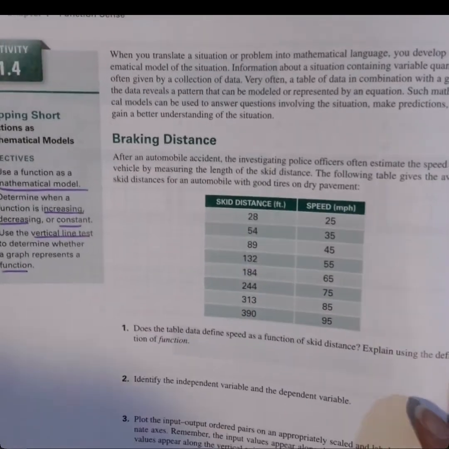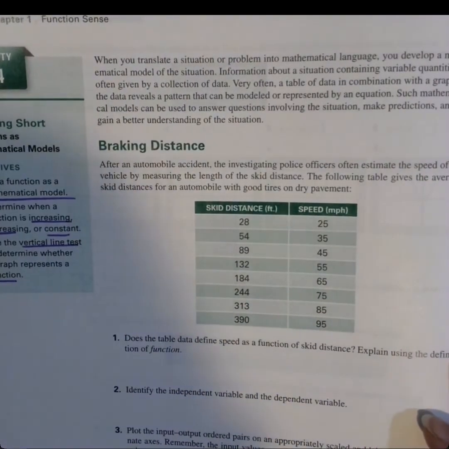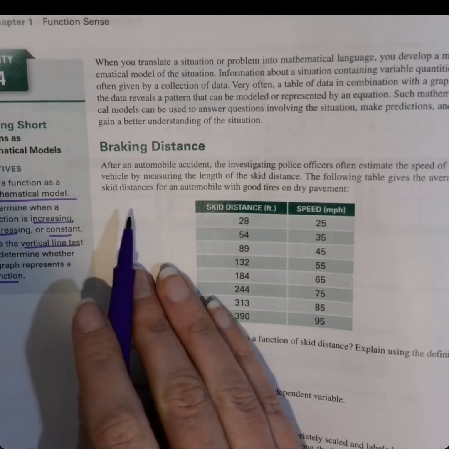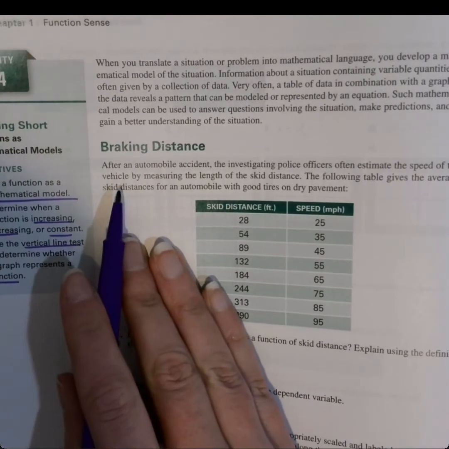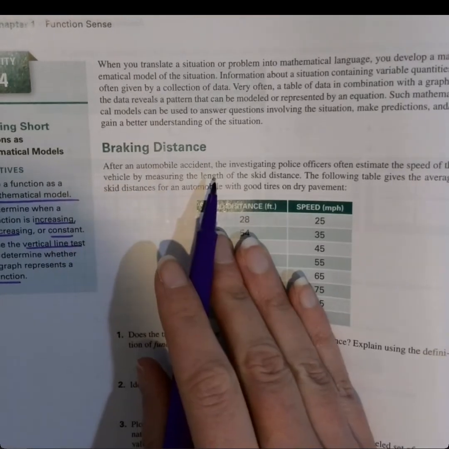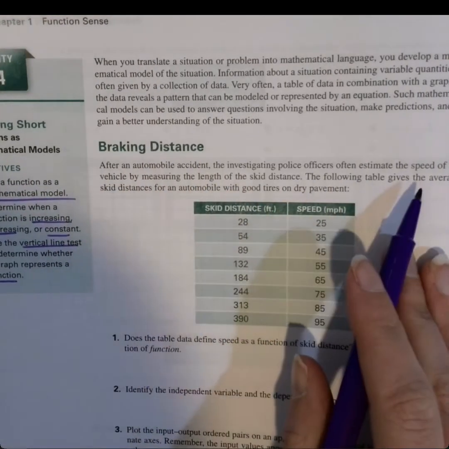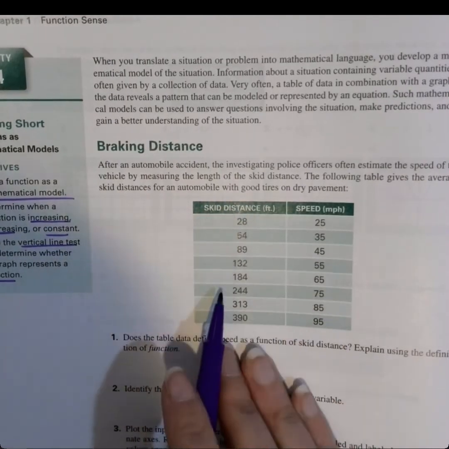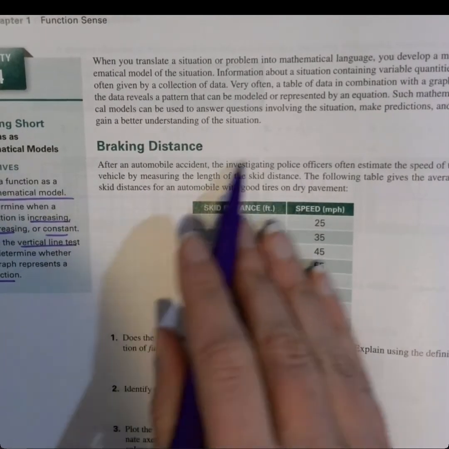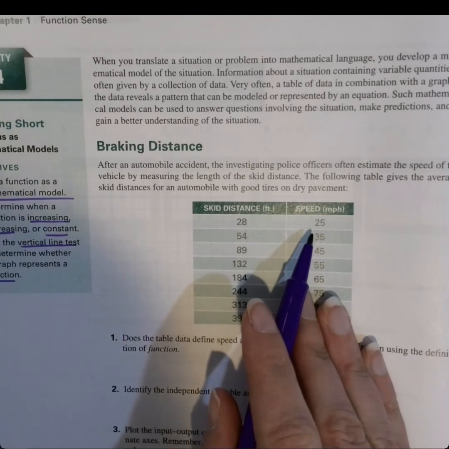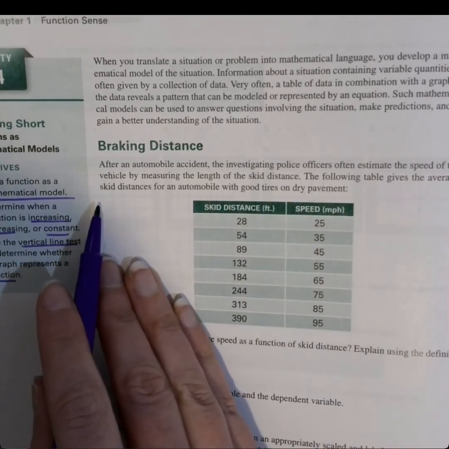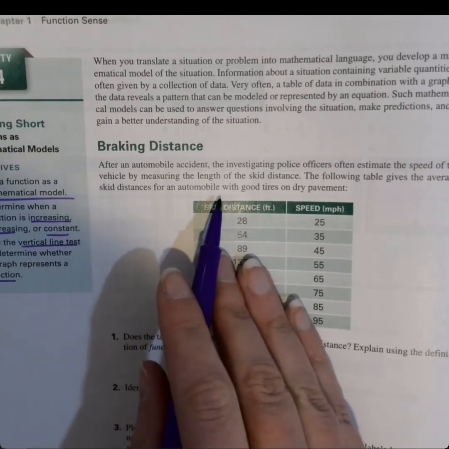Okay. So in our first situation, we are looking at braking distance. After an automobile accident, an investigating police officer is trying to estimate the speed of a vehicle by measuring its skid distance. They're using the skid distance to try to predict what the speed of the vehicle was. The following table gives an average for skid distances for automobiles with good tires on dry pavement.